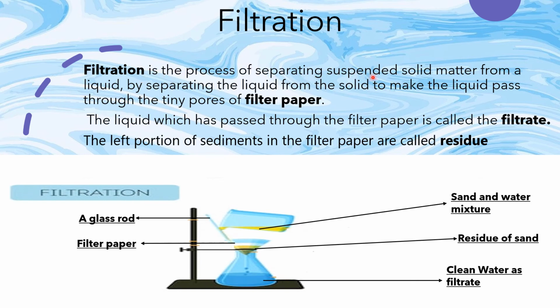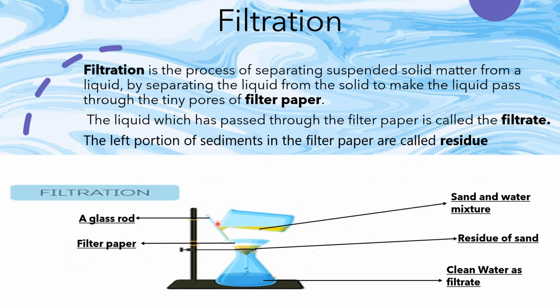Filtration is the process of separating suspended solid matter from a liquid by making the liquid pass through the tiny pores of filter paper. The liquid which has passed through the filter paper is called the filtrate. The left portion of sediments in the filter paper is called the residue.